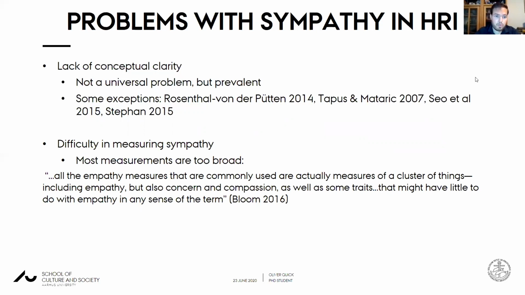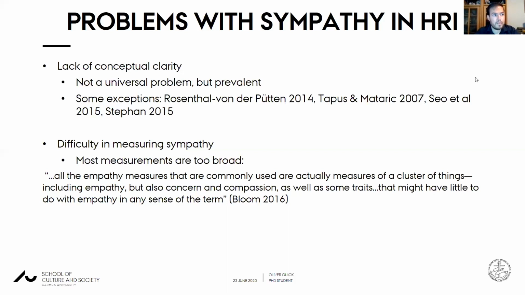And as I said, I don't really know the easiest way around this. I think Bloom's critique of empathy measures is exactly right. As I alluded to, most of the empathy measures used are actually measuring a cluster of things, including empathy, but also concern and compassion, as well as some traits that might have little to do with empathy in any sense of the term. And I agree with Bloom, having seen these. You can just Google empathy quotient and take the survey for yourself, and you'll see that there are many questions that just don't seem to have much to do with empathy.